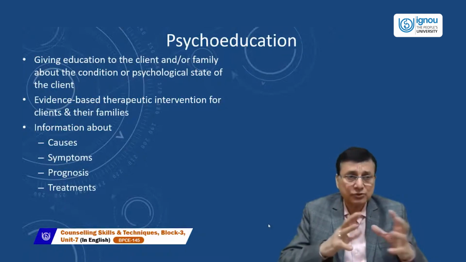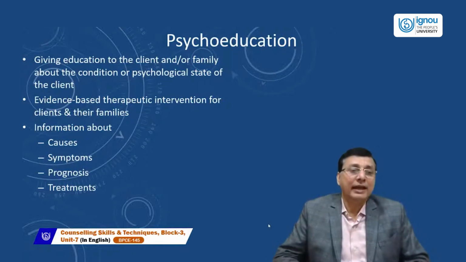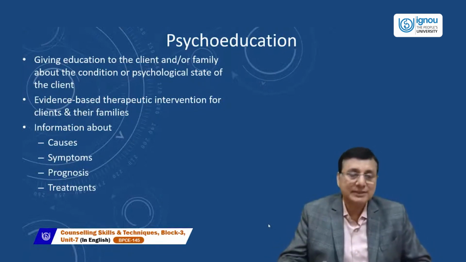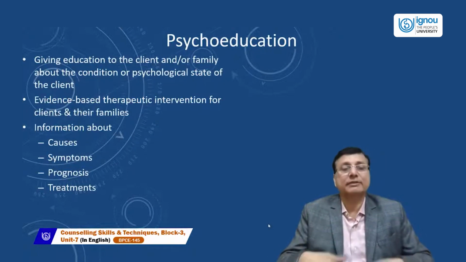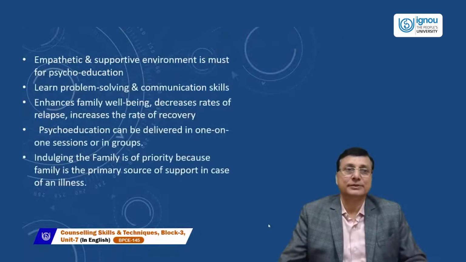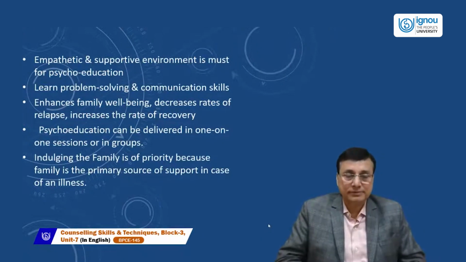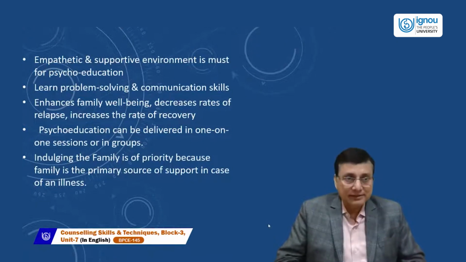There are two ways of giving information. One, you just share the information with the client. Another way is to first elicit the information from the client, then provide the information. This is the best way. You elicit whatever information they have, and then you correct and improve their information. An empathetic and supportive environment is a must for psychoeducation. Clients learn problem solving and communication skills, it enhances family well-being, decreases rates of relapse, and increases the rate of recovery.